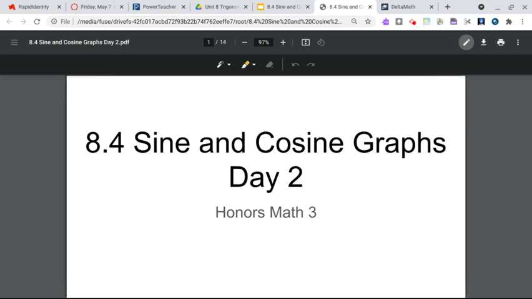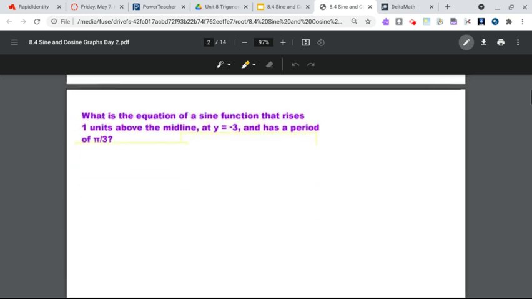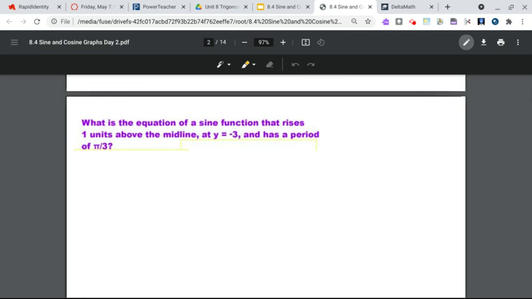Good morning, everybody. Today I'm going to go through sine and cosine graphs day 2. Yesterday you should have learned the basic features of a sine and cosine graph. And so today we're going to do a few things. We're going to write equations from features, and then we're going to write equations from a graph.